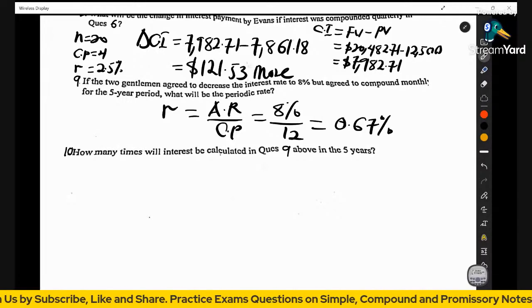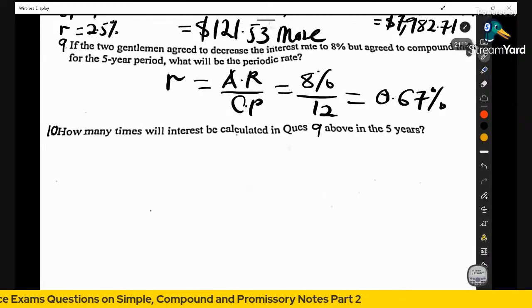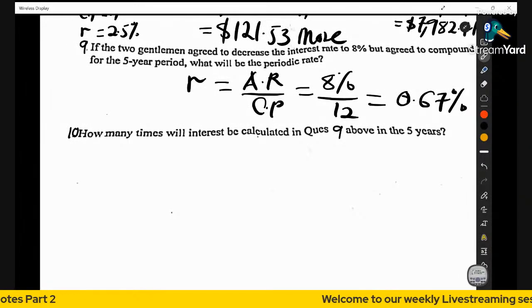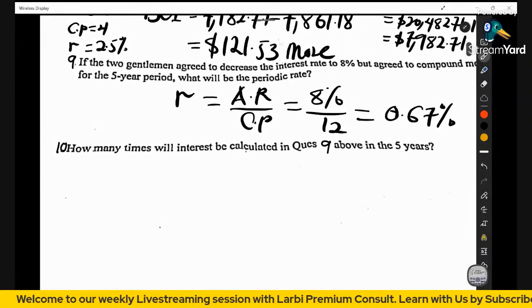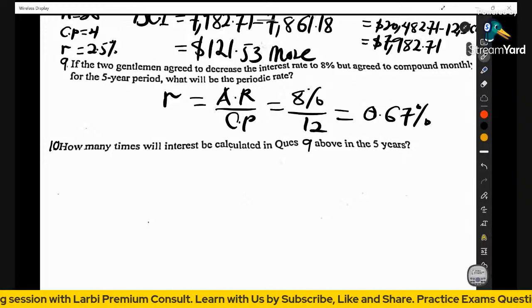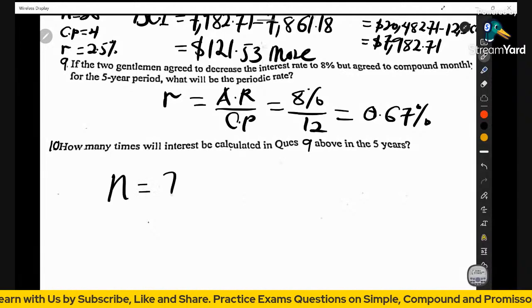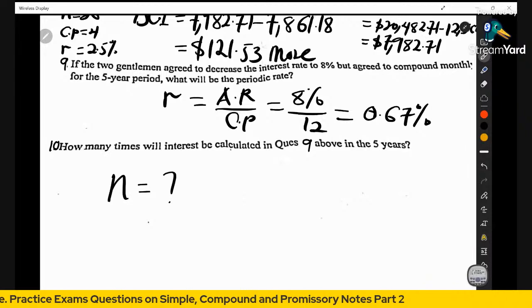Now, question number 10 is for you. Put it in the comment section. Let me showcase your answer on the screen here, and give you a high applause. It says: how many times will the interest be calculated in question 9 above in 5 years? So in 5 years, how many times will the interest be calculated? So we are talking about N. How do you get N? I want your answer in the comment section so that I can bring it on the screen here and cheer you up.